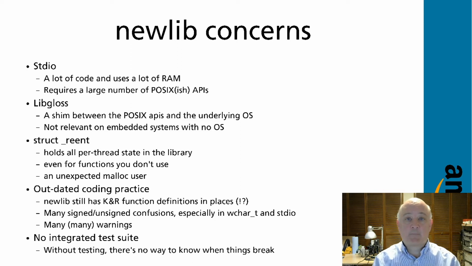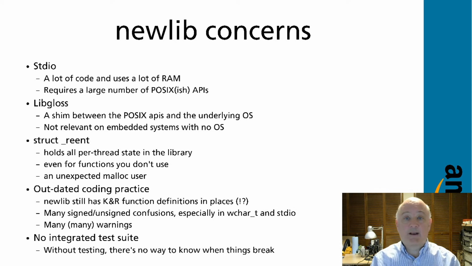In looking at the changes that I wanted to make, the first thing on my list was standard I/O. Newlib's standard I/O is designed to offer good performance and full compatibility on systems with an underlying POSIX API. It has internal buffering and allocates space on the heap for them. Replacing the whole thing seemed like the best option.